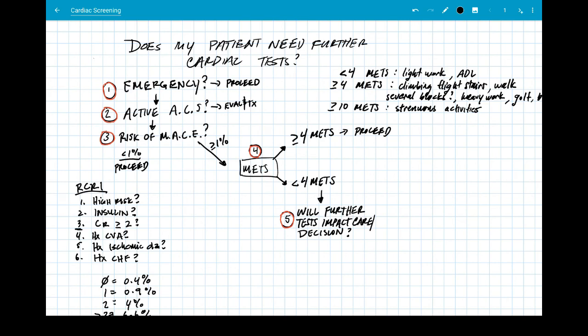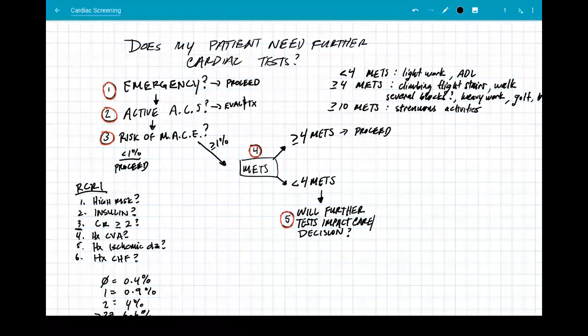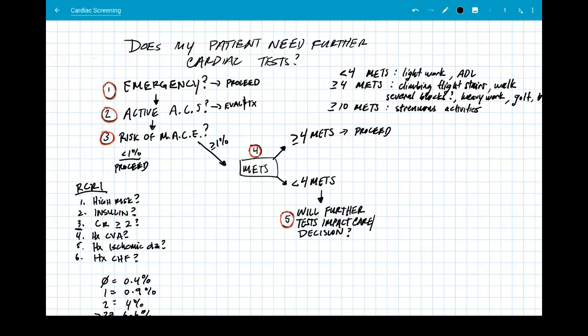Will further testing impact my care or decision? Because if further testing is not going to impact your care or your decision, then you don't need to continue to do further testing. But if it will, then clearly you should do it. So if there are less than 4 METs or the metabolic equivalents are unknown, and further testing will impact your care or decision, then you go to a pharmacologic stress test.